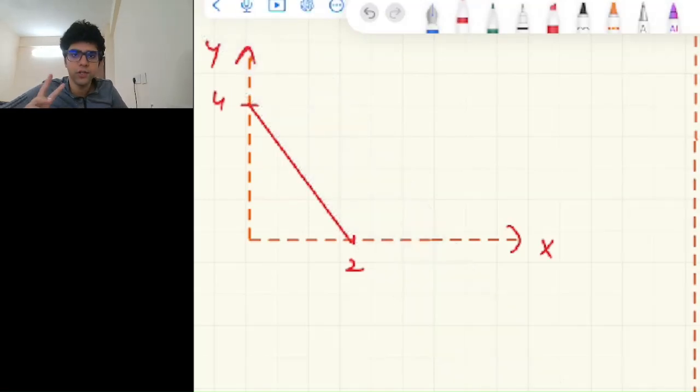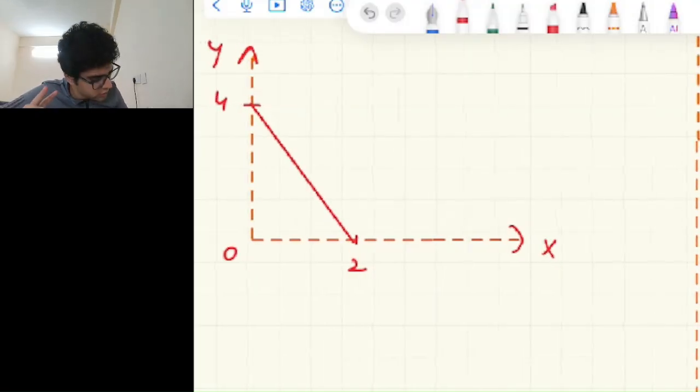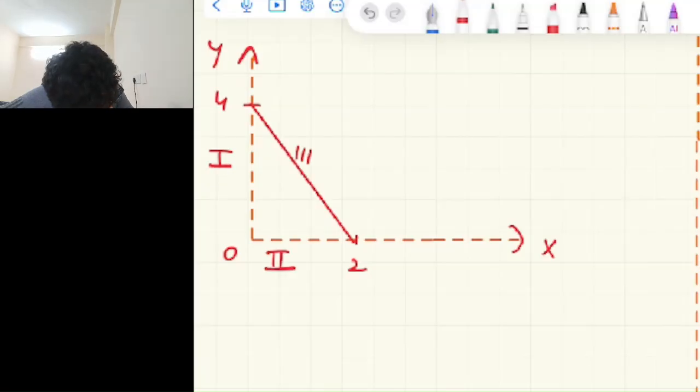So we have now three regions. Three regions where we need to check, right? So this is my first region. This would be my second region, and this is my third region.